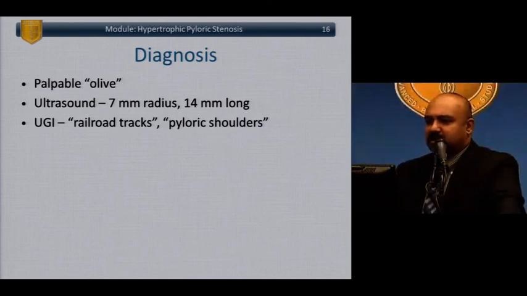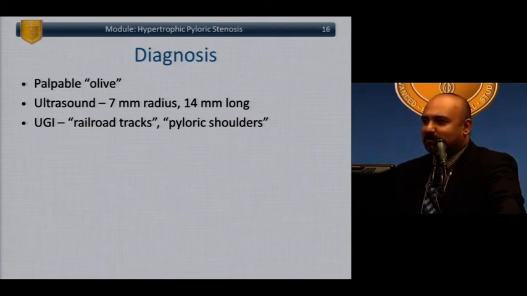Back in the day, you could palpate the olive. Most people nowadays, because we're picking it up so early and because everyone's lost practice in palpating the olive, no one feels it anymore. That's a lost art. Ultrasound is now the proven test of choice for this. Any child that vomits now immediately gets an ultrasound. Reading the ultrasound is another issue, but they all get the ultrasound.